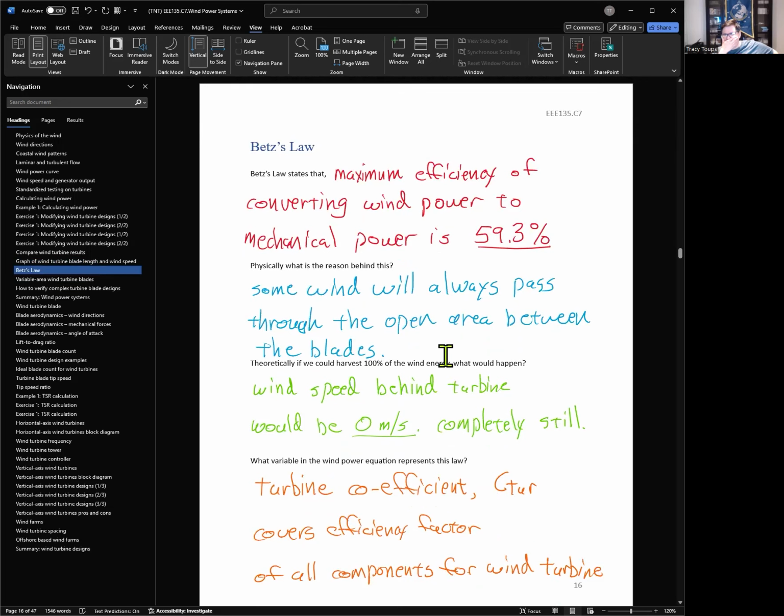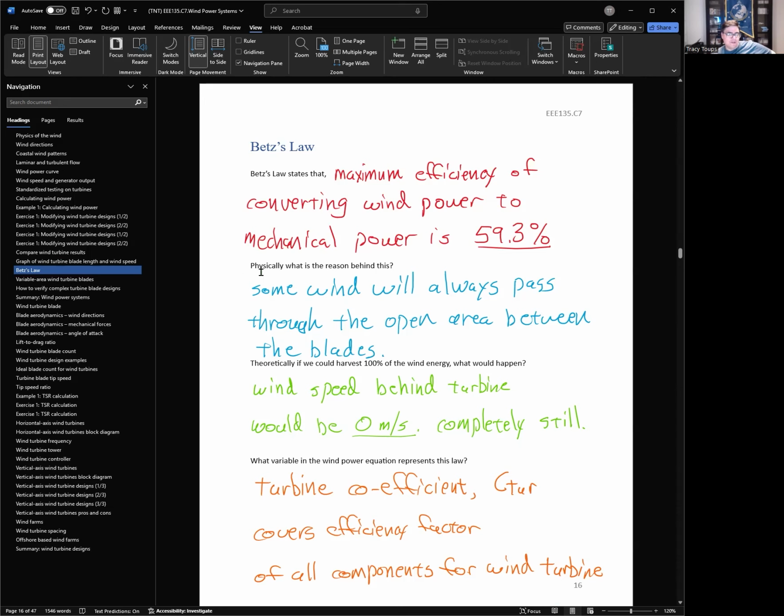Okay. Now, let's talk about that 0.25 to 0.45 wind efficiency, the efficiency factor, right? There's a famous physics law called Betz's law that states the maximum efficiency of converting wind power to mechanical power with a wind turbine design is 59.3%. You physically cannot get more than 59.3% efficiency out of wind, otherwise you're breaking laws of physics.